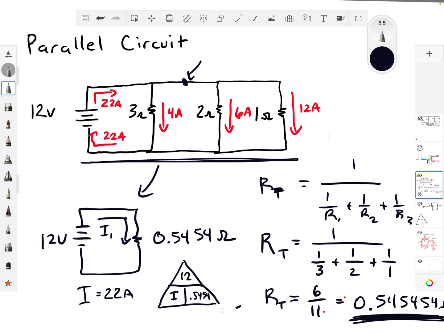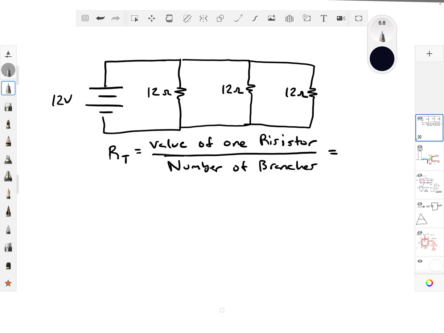Perfect. So there is one last thing that we're going to discuss. If you happen to get lucky and all of the resistors in a parallel circuit are the exact same value, like this case, they're 12, 12, and 12, then we know we can use this shortcut method, and that's on page 7 as well. It says parallel shortcut.